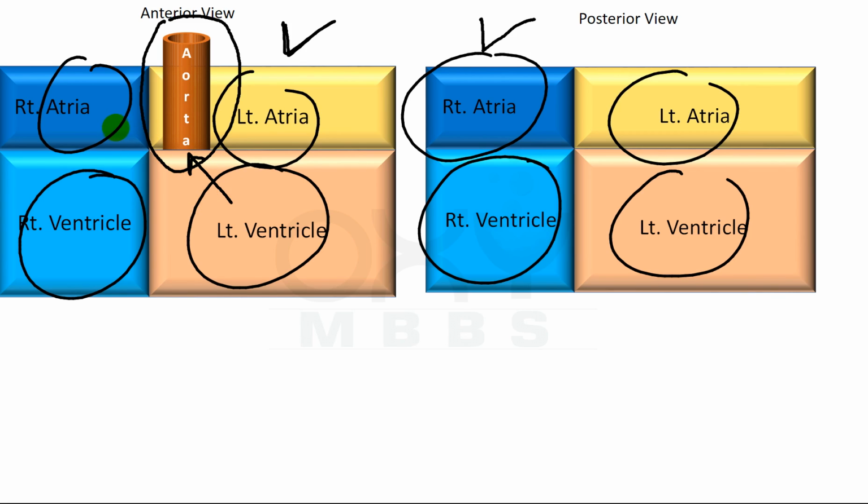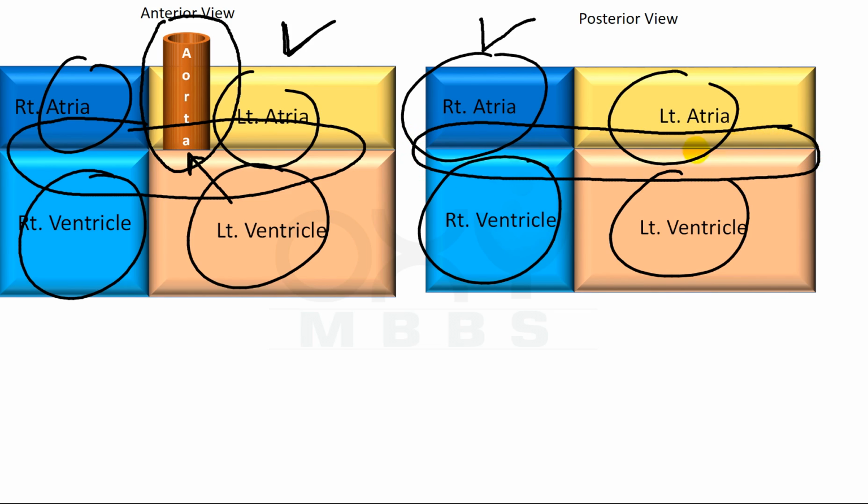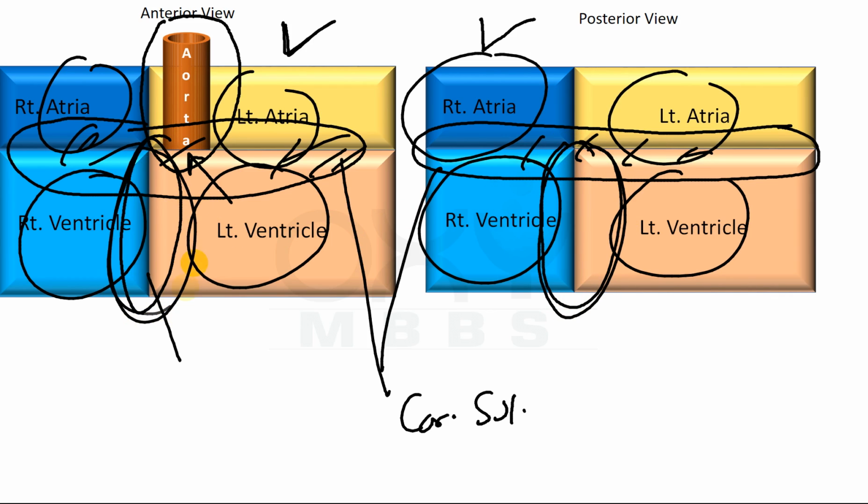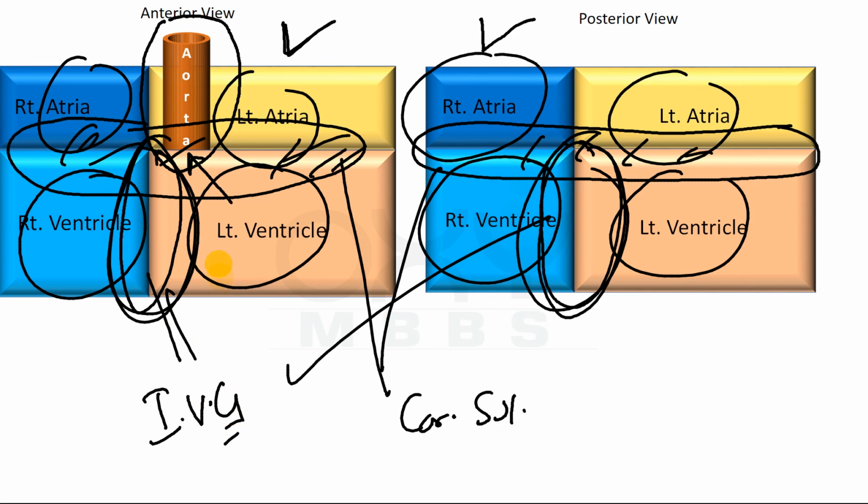And as you can see very clearly, there is a groove present in between the atria and the ventricles on the anterior side, and also there is a groove present on the posterior side, and this groove is called the coronary sulcus. And similar to this coronary sulcus, there is a groove present in between the ventricles on the anterior aspect and also on the posterior side, and this groove is called the interventricular groove. So one is anterior interventricular groove and one is posterior interventricular groove.